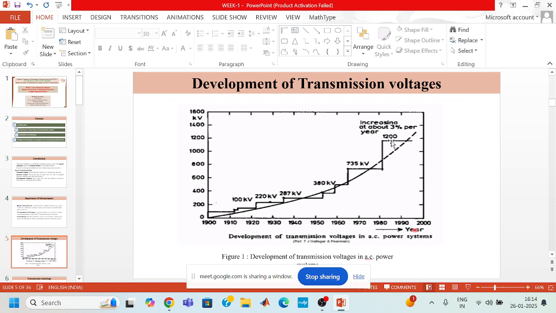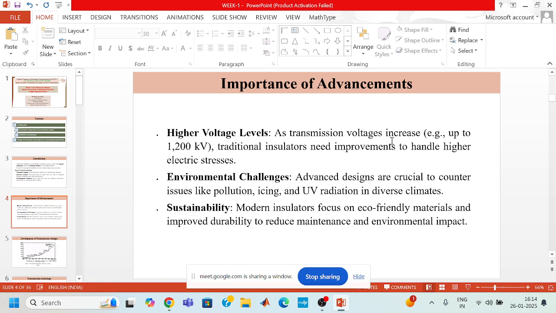There is importance of advancement because we require higher voltage levels. As transmission voltage increases up to 1200 kilovolt, traditional insulators need improvements to handle higher electrical stresses. Second is environmental challenges: advanced designs are crucial to counter issues like pollution, icing, and UV radiation in diverse climates. Also, modern insulators focus on eco-friendly materials and improved durability to reduce maintenance and environmental impact. So there is a need for advancement of transmission insulators.